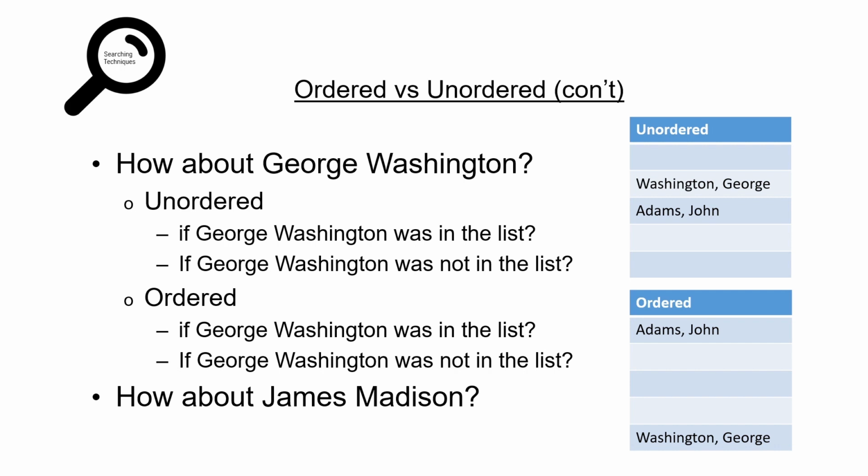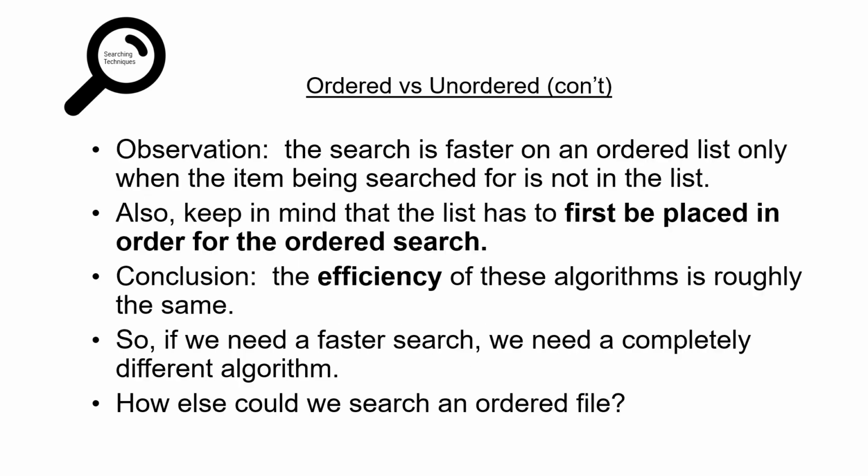Pero using an ordered list, kung si George Washington ay nasa pang-una, madali natin siya makikita. So, in comparison, anong ma-observe natin? The search is faster on an ordered list kung ang hinahanap mo ay wala sa list. Also, keep in mind that the list has to first be placed in order for the ordered search. Dapat na-sort na siya sa ordered search.